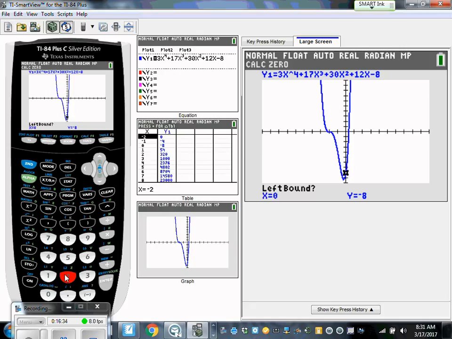Right bound is going to have to be somewhere above the x-axis. So you're going to have to move it on one side or the other. So left bound, if I'm looking for this one, somewhere below. Is my cursor somewhere below it right now? Yeah, okay, so hit enter.